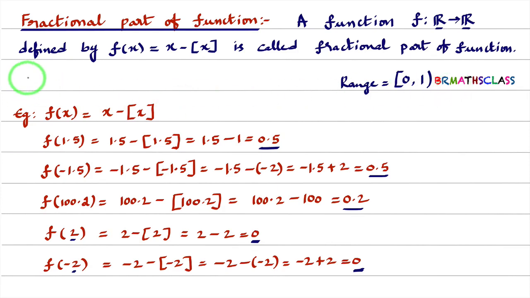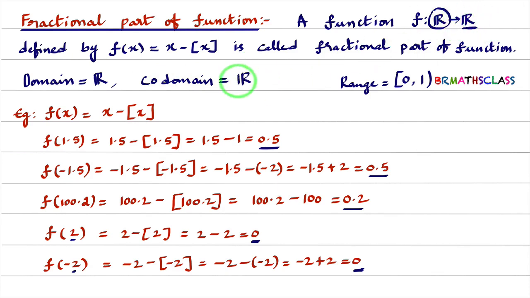Now I'll write the domain of this fractional part function. We know that if f is a function from A to B, then set A is called the domain. You look here, this set is the domain of this function. So the domain of the fractional part function is all real numbers. Now I'll write the codomain of this function. If f from A to B is a function, then set B is called the codomain. Here, this R is called the codomain. So the codomain of this function is R. So we learned the domain, codomain and range of the fractional part function.